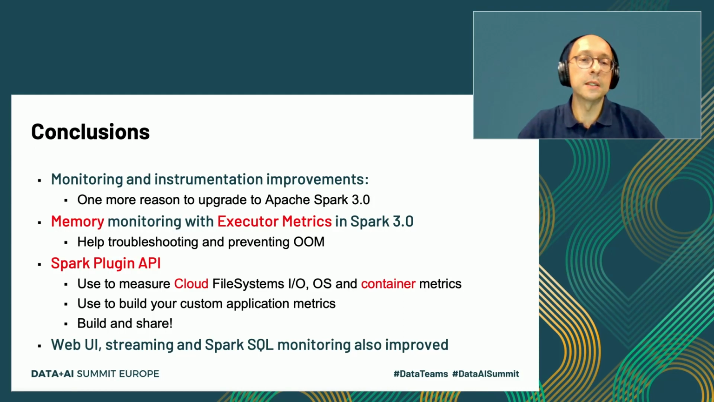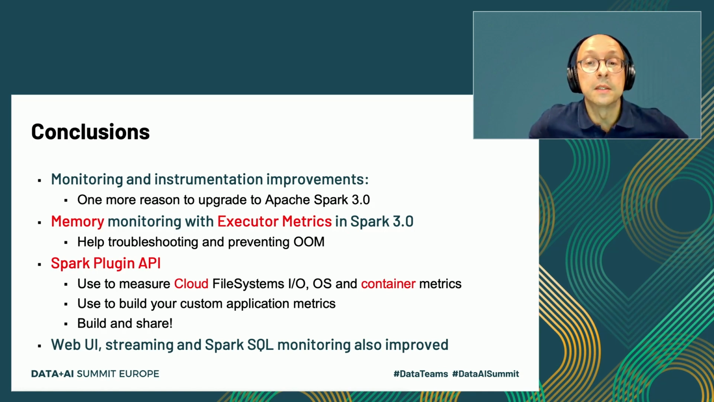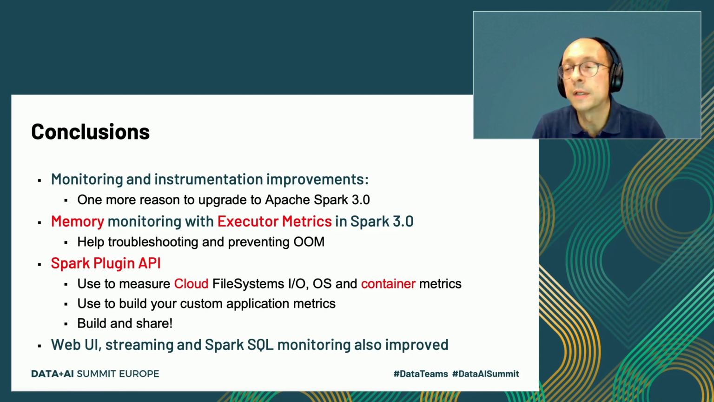In conclusion, I would like to say that monitoring instrumentation improvements are one more reason to upgrade to Apache Spark 3.0. In Spark 3.0, you will find memory monitoring with executor metrics, which will help you troubleshoot and prevent out of memory errors, but also size your memory better. Also, Spark plugins are a key new feature in Spark 3.0, and there you could use them to measure cloud filesystems, OS, containers metrics, build your own custom metrics for your own applications, and there is much more that can be done with this technology. It's quite exciting and is evolving.